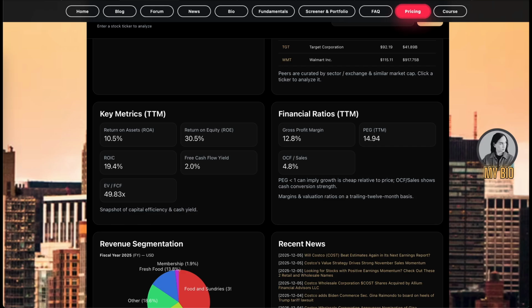And it also has a lower free cash flow yield, because if I remember correctly, Walmart had 3.5 free cash flow yield and Costco has less. Walmart is winning here. And enterprise value to free cash flow, Costco has higher, because Walmart had 30 and Costco has 49, almost 50. Still, Walmart is a clean leader here.